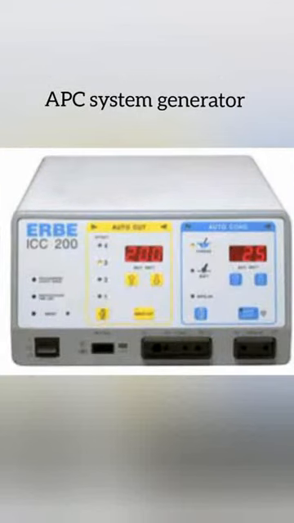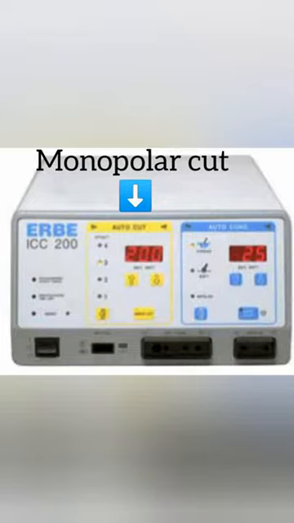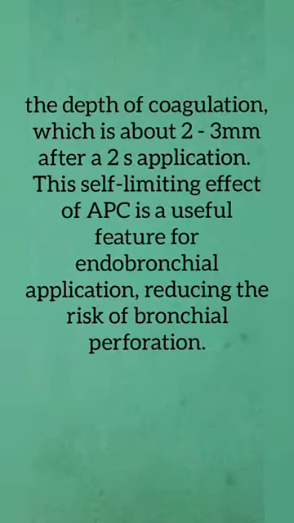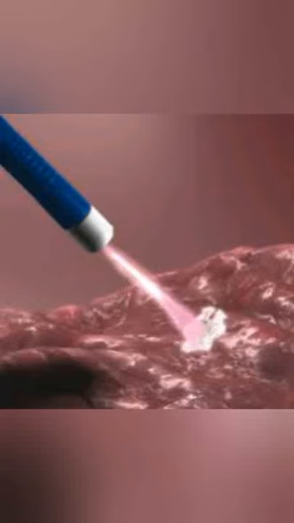This is the electric generator of argon plasma coagulation, containing a non-contact spray mode and a monopolar cut mode. The depth of coagulation is about 2 to 3 millimeters after 2 seconds of application. This makes APC very safe in the bronchi because it avoids perforation of the bronchial airway. So APC is safe and superficial and cannot injure or affect the endobronchial cartilage.